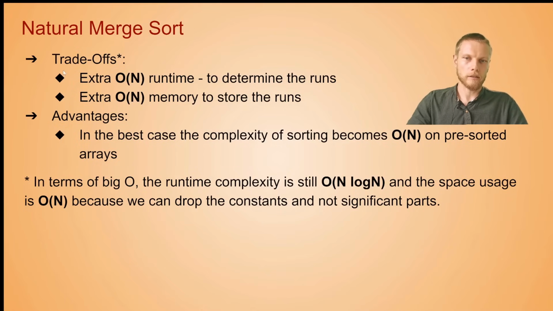It's worth noting that those trade-offs are not significant in terms of big O, because asymptotic runtime complexity is still O of n log n, and space complexity is still O of n because we can drop the constants and non-significant parts. So in the asymptotic sense, those trade-offs don't exist.